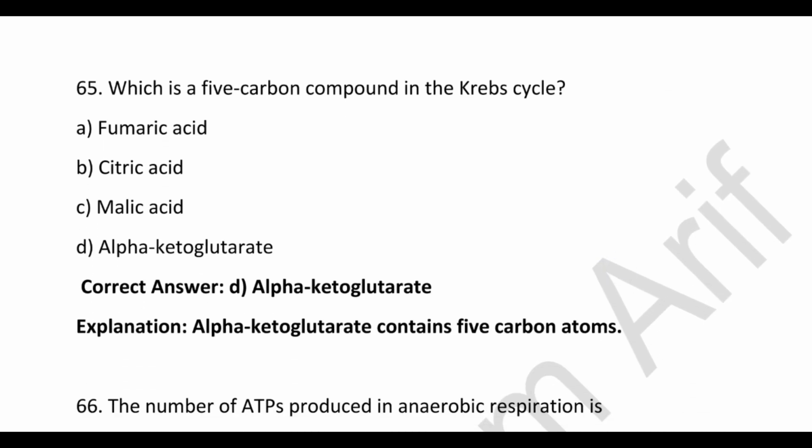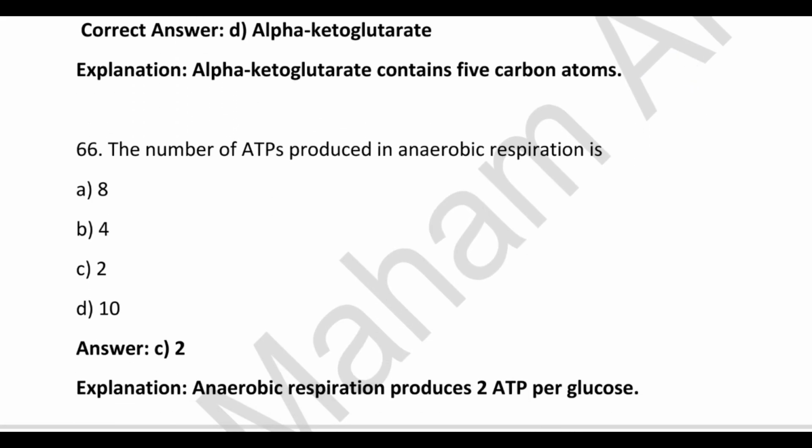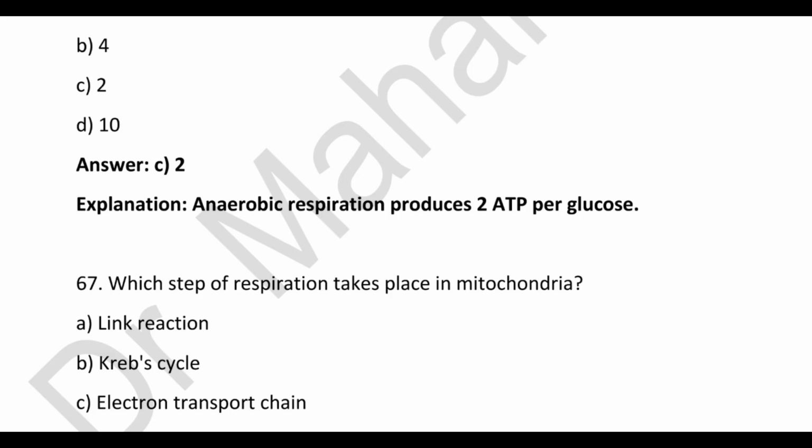Which is a 5-carbon compound in the Krebs cycle? So correct answer is option D, that is alpha ketoglutarate, because it contains 5 carbon atoms. The number of ATPs produced in aerobic respiration is. Correct answer is option C, that is 2, because aerobic respiration produces 2 ATP per glucose.